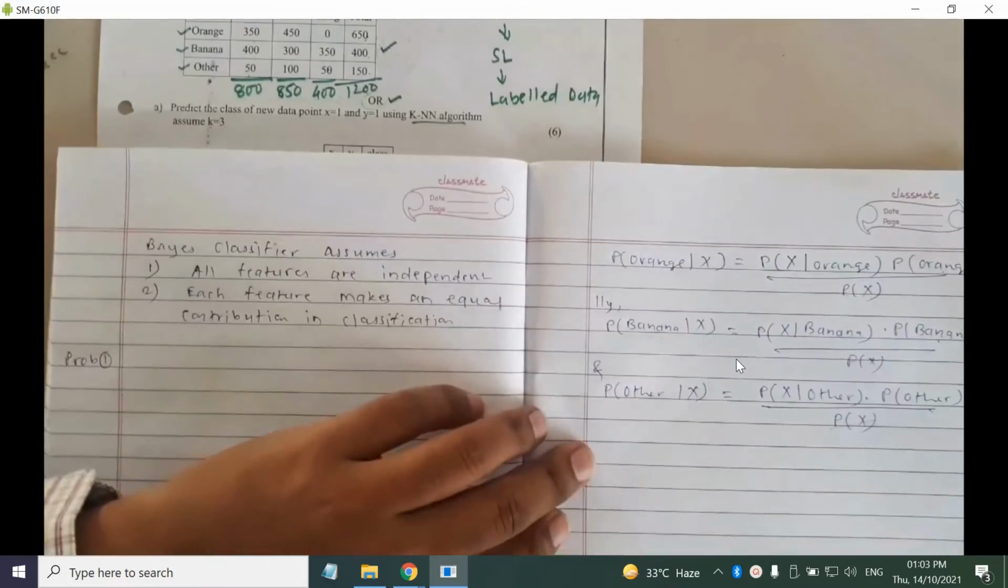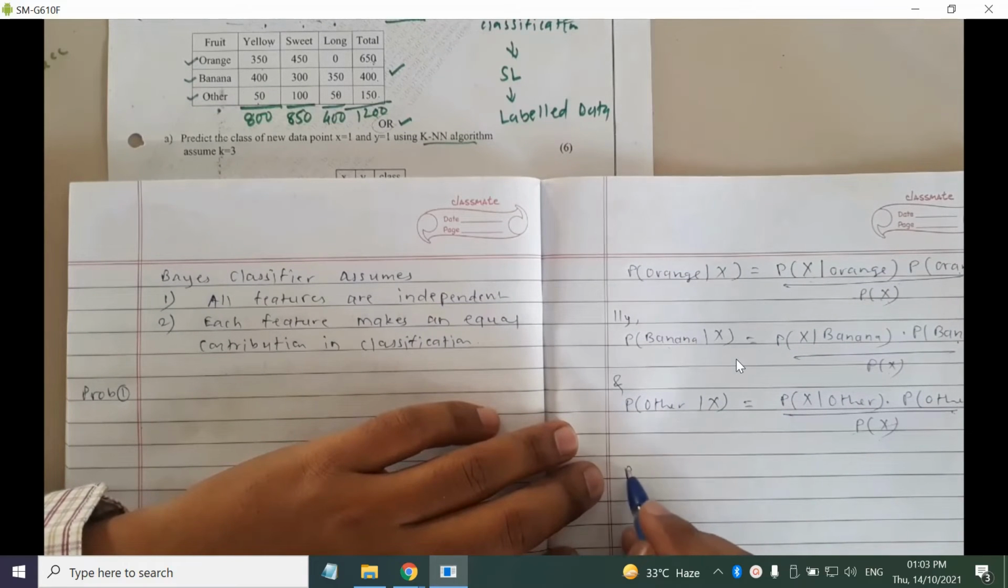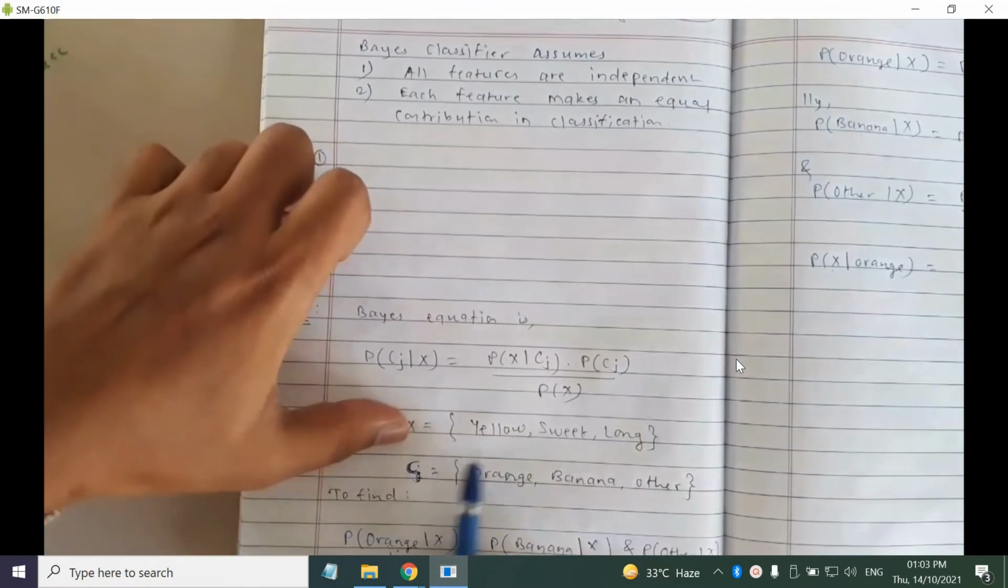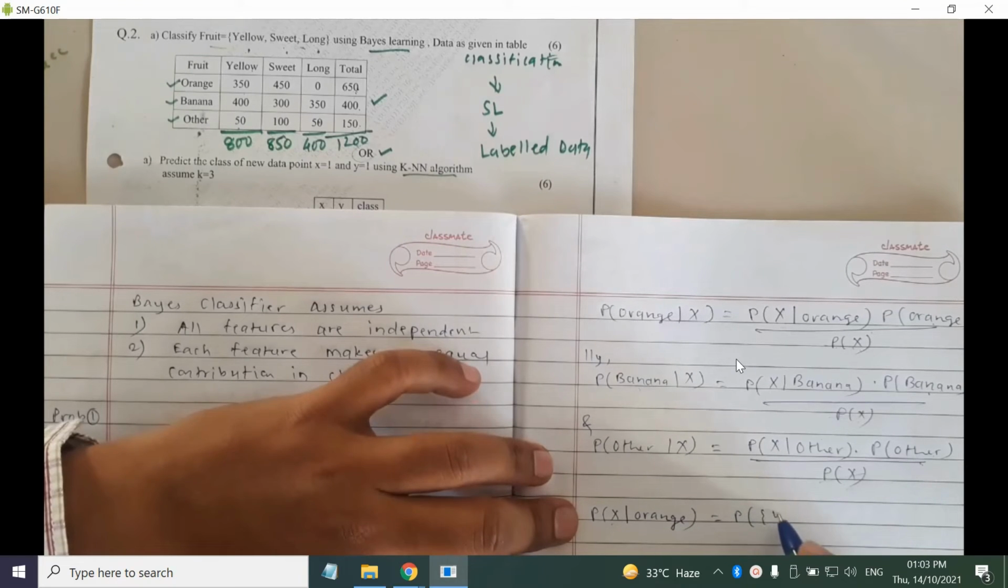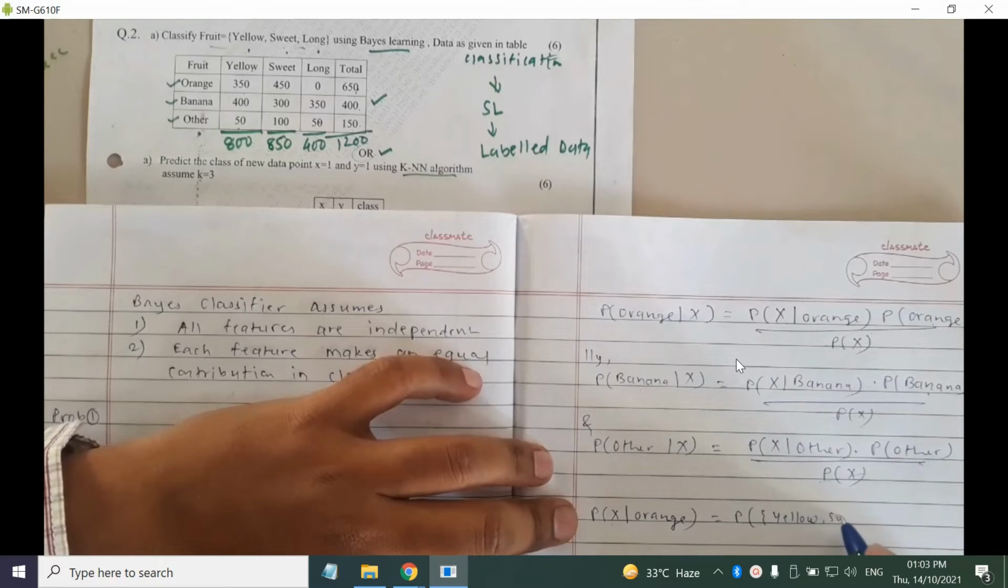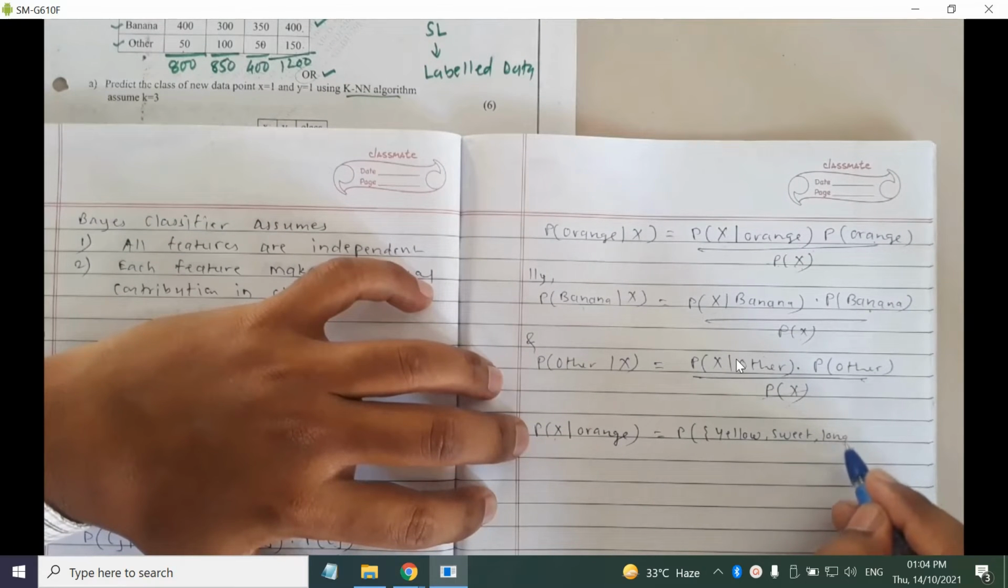So, probability of x given orange. Okay, now what is x? X is yellow, sweet and long. So probability of yellow, sweet and long given orange.